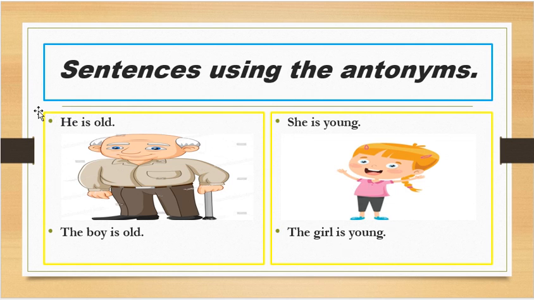So the subject pronoun used here is he, which is talking about the boy. Here, she, we're talking about the girl. So it's easy for you to understand that he is used for boy and she is used for girl. So she is young. Who is young here? The girl, of course. Who is old here? Of course that is the boy, from this sentence.